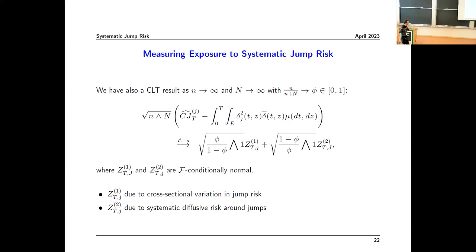But phi is a limiting quantity, so I don't know what you mean by this. Maybe you have some ratio that converges to some number somewhere between zero and one.